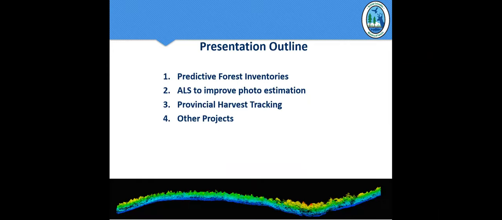So this is the presentation outline for today. I'm going to talk a bit about this new forest inventory we're developing across the province. It's called a predictive forest inventory, and I'll give you a summary of that. Number two is we're using airborne LiDAR scanning to improve the photo estimation process. That involves making more detailed terrain models and coming up with LiDAR tree heights as samples for the input into the photo estimation. Number three is provincial harvest tracking. I'll touch on some developments that we're working on there, and I'll touch on just a few other projects that we're also involved in.